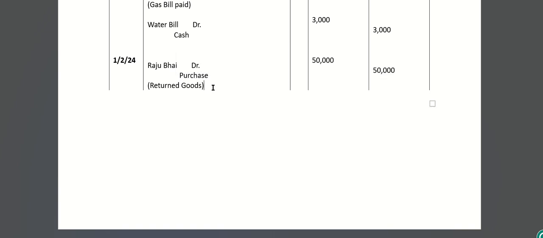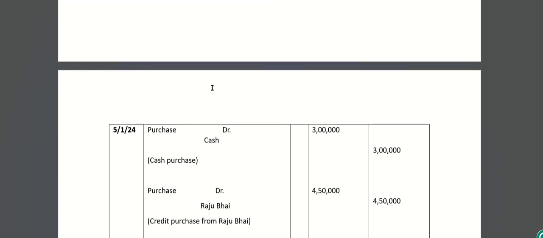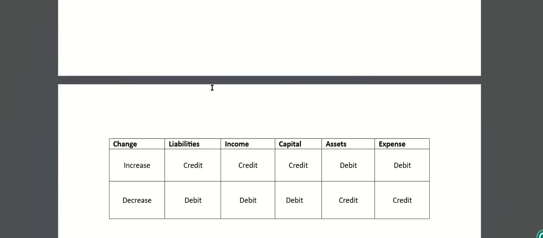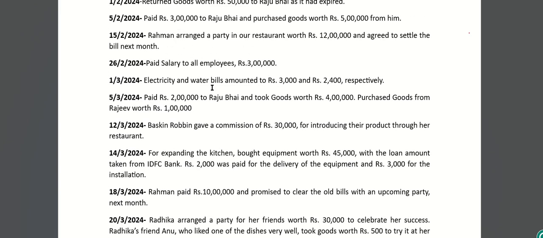There is an alternative way to write this journal entry when a purchase return comes. Usually we open a purchase return account. I don't want you people to get confused with something extra, so I'm just telling you as an aside. Just leave it, I just mentioned that. Now we can move to the next transaction.